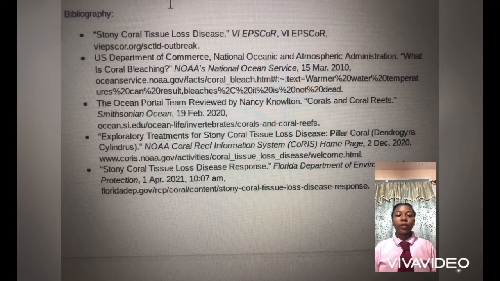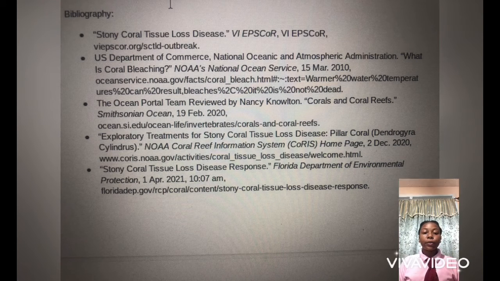This bibliography portion holds a list of websites that we used to refer back to our experiment of the Skittles disease, as well as coral bleaching and corals in general. The first bullet is by Virgin Islands EPSCoR, which covers stony coral tissue loss disease. It basically speaks about what the disease is and how it involves the Virgin Islands, which is what we focused on since we live in the Virgin Islands.